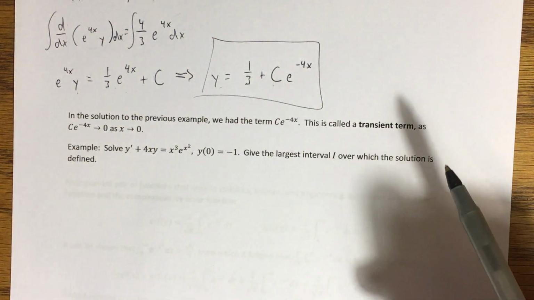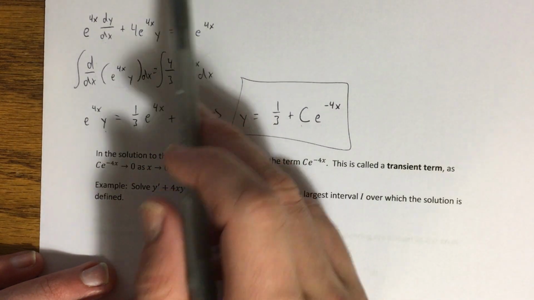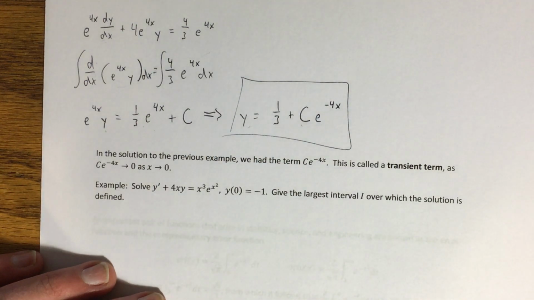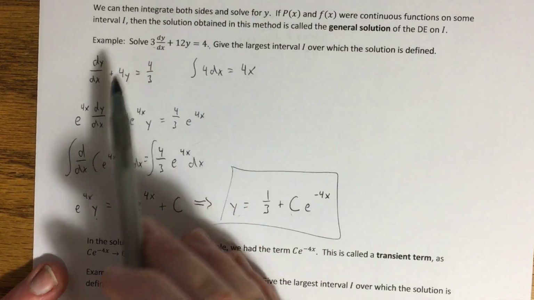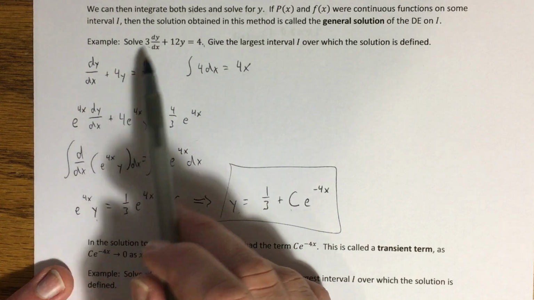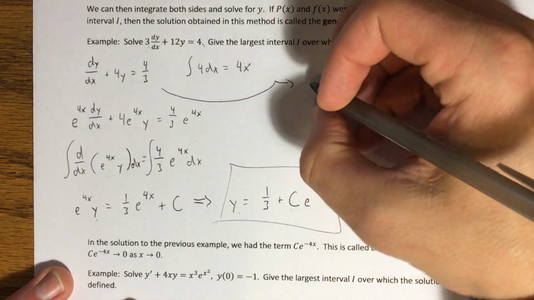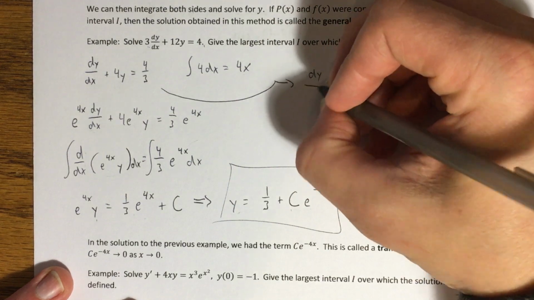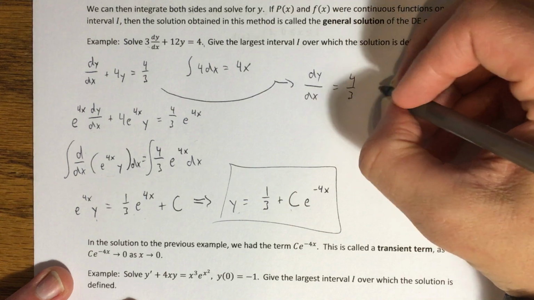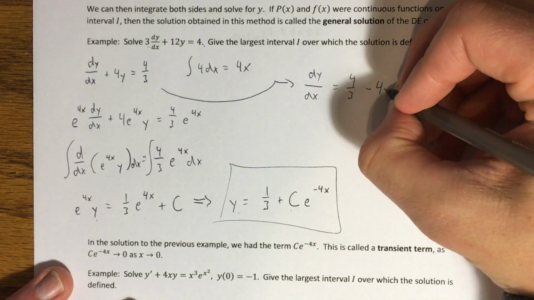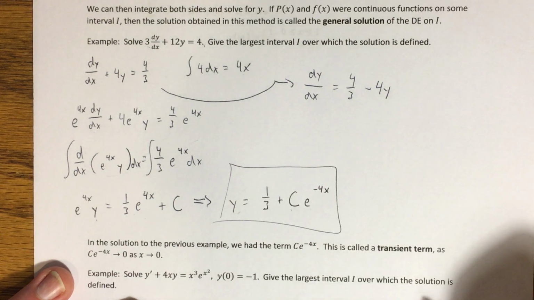Notice something else as well. This DE up here is actually an autonomous differential equation. If I go over here to where I divided everything by 3, I could write this as dy/dx equals 4/3 minus 4y. That's autonomous, right? There's no x showing up anywhere in that DE.